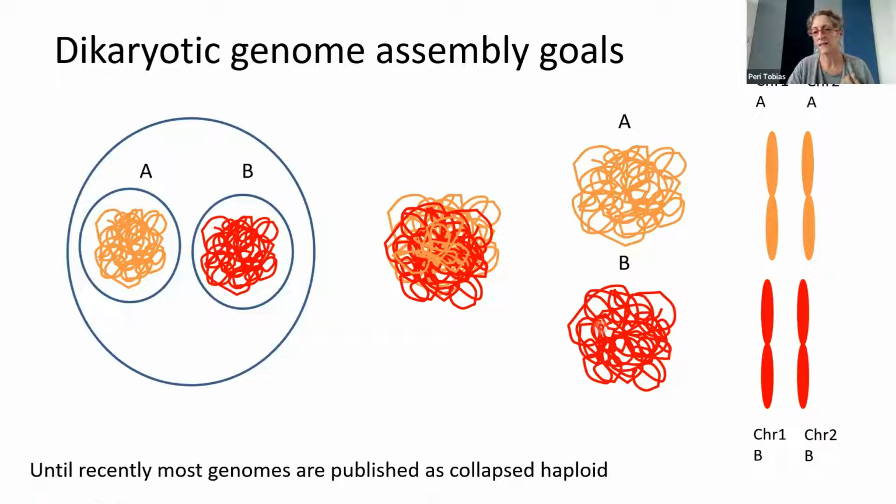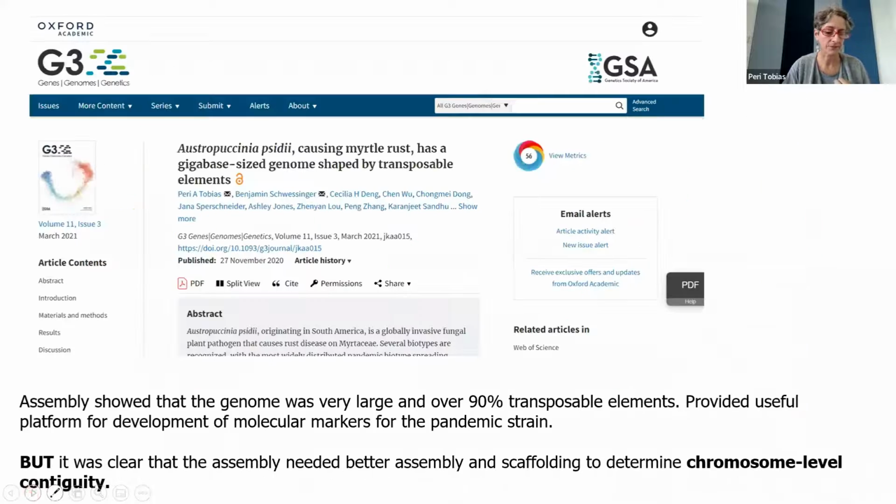So the goal then is to end up with your phased genomes, this is called phasing the genomes into the two compartments, and then scaffolding the genomes into their chromosomes, so that you've got the complementary alleles of those genes. So that's the goal. And that has actually been quite hard to achieve until fairly recently.